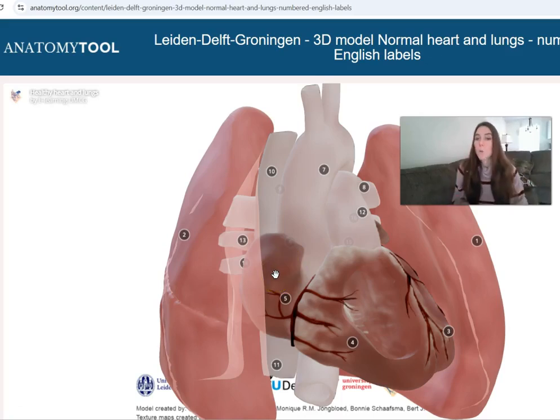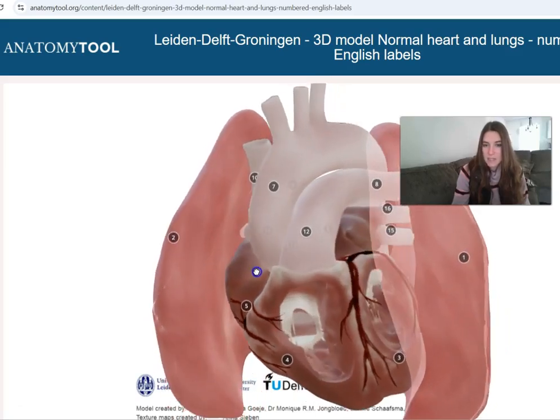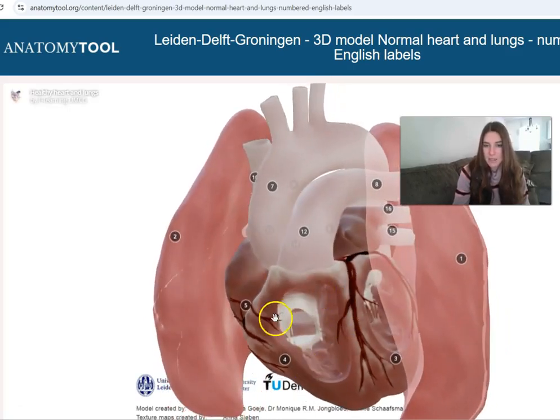So to summarize, what are the three structures that are going to be dumping deoxygenated blood into this right atrium? Well, it's going to be the superior vena cava, the inferior vena cava, and the coronary sinus. From here, we can see that the right atrium collects that deoxygenated blood, and it is going to need to travel into this right ventricle.